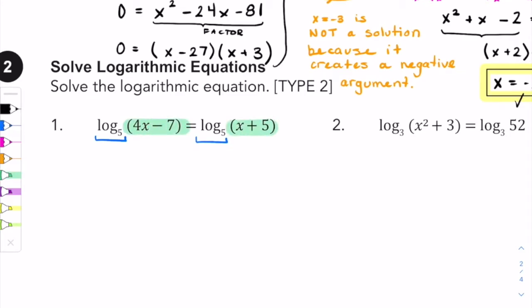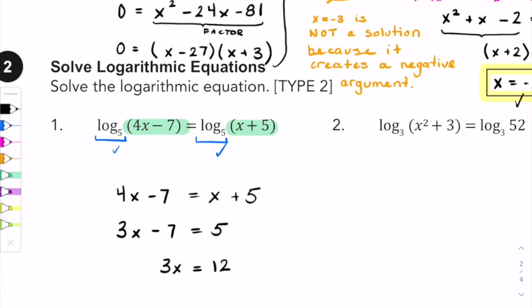Therefore, we're going to have 4x minus 7 is equal to x plus 5. And the reason for that is those are the same log on each side. In order to solve for x, we need to isolate our value of x. So subtract x from both sides, you get 3x minus 7 equals 5. Add 7 to both sides, 3x is equal to 12, or x is equal to 4.